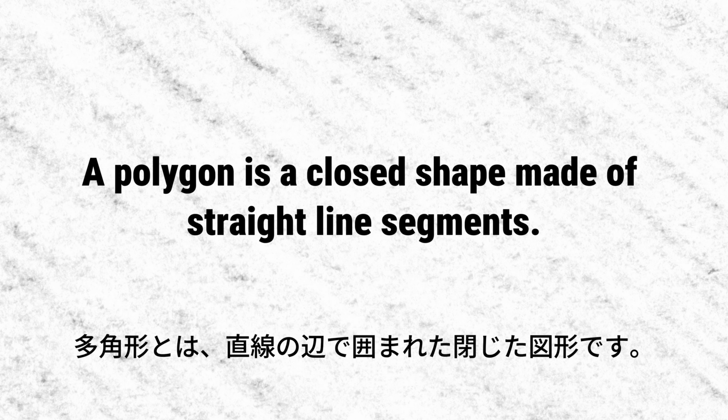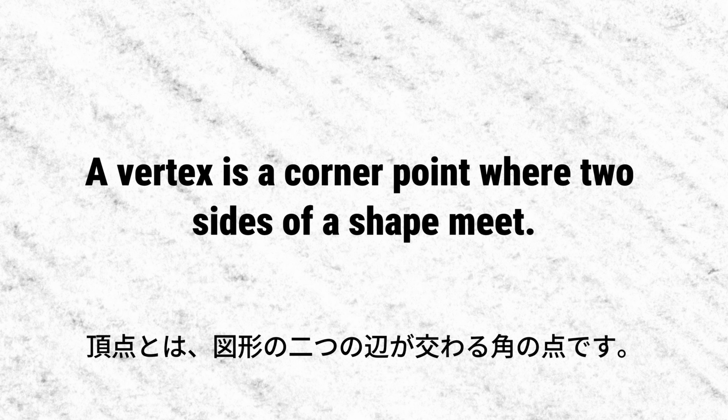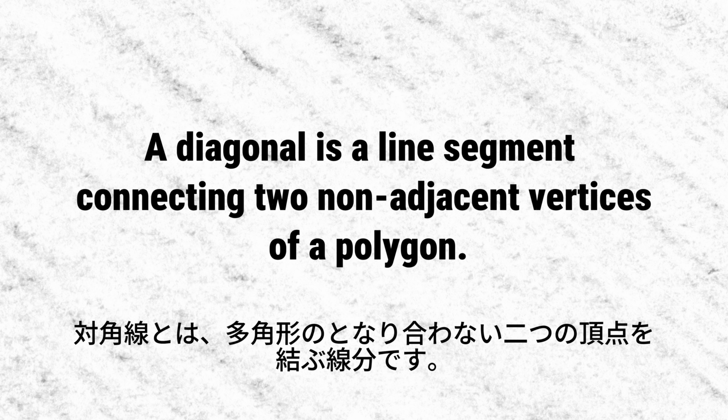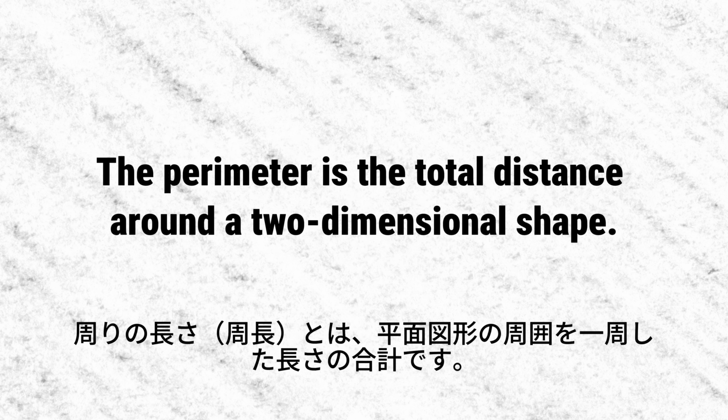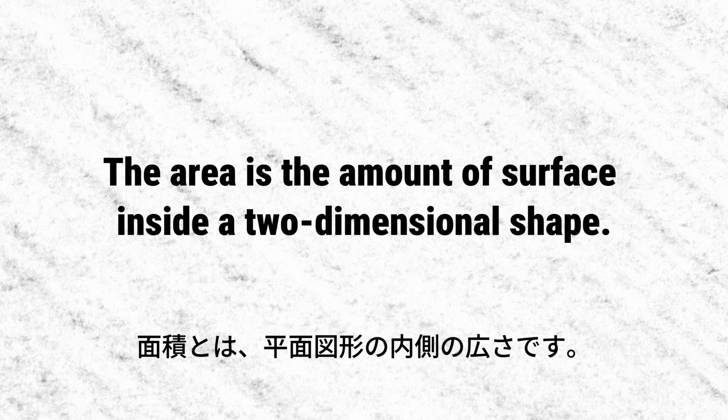A polygon is a closed shape made of straight line segments. A vertex is a corner point where two sides of a shape meet. A diagonal is a line segment connecting two non-adjacent vertices of a polygon. The perimeter is the total distance around a two-dimensional shape. The area is the amount of surface inside a two-dimensional shape.